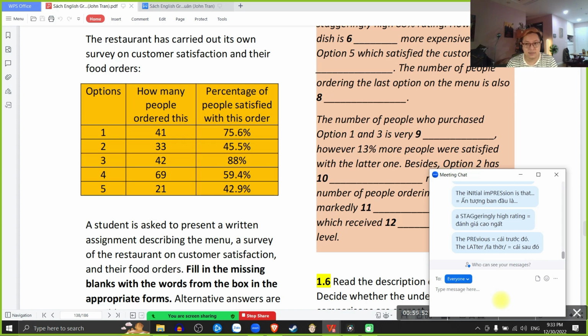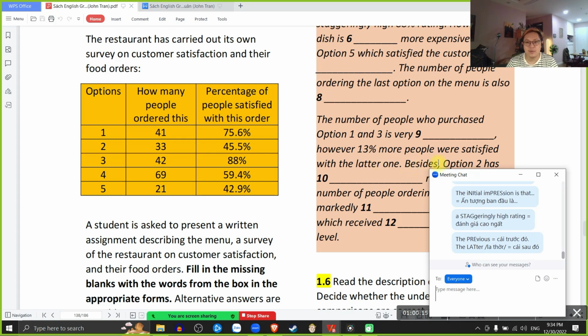Latter. The latter. Mình nêu ra hai thứ. You mentioned two things. Option 1 is the previous and option 3 is the latter. Option 1 nói trước, nó chỉ là cái previous. Option 3 là cái latter, là cái sau đó. Thì mình phải thay thế, không lặp lại cái từ này bằng chữ the latter hoặc the previous. We can avoid repetition by using the latter or the previous.